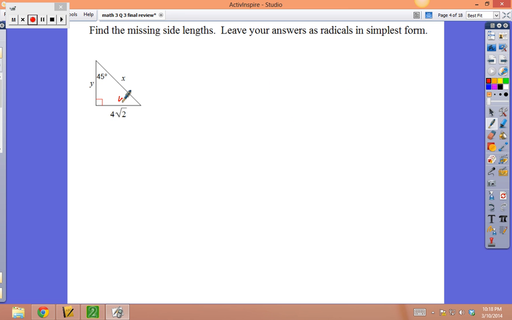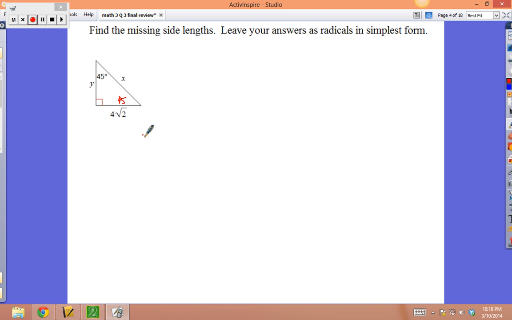Okay, one more. 45, 45, 90. Your other half looks like this. Y is going to be 4 square roots of 2, and x is going to be 4 square roots of 2 times the square root of 2. So it's going to be 4 square roots of 4, or it's going to be 4 times 2, or it's going to be 8.